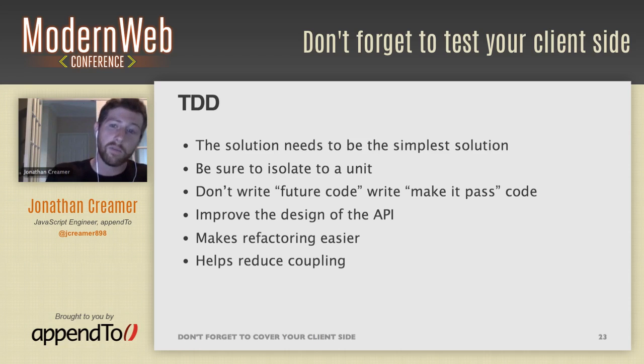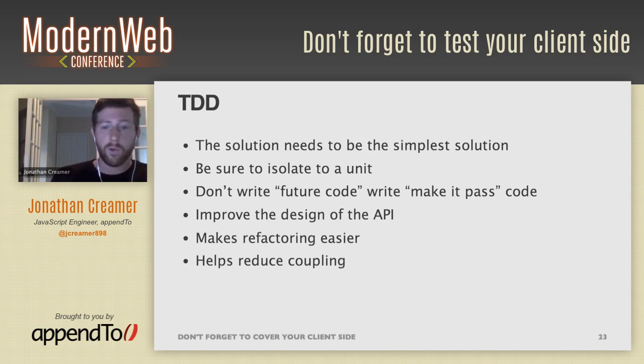TDD wants you to get out the simplest solution to make the test pass, to be lean, and that's how you end up getting maintainable code in decoupled systems. You're forcing yourself to do only what needs to be done at the moment it needs to be done. Sometimes I'll say TDD is almost like code discovery, because as you're writing out your tests, you end up thinking about things like, I write this test and it needs to do this. You don't want to write future code. You want to write make-it-pass code.